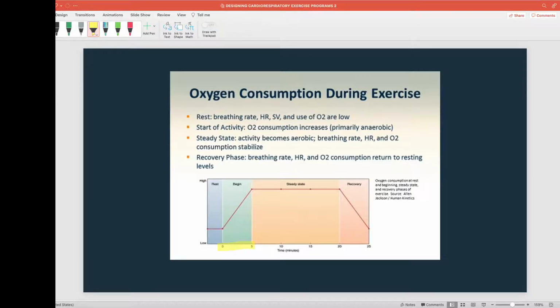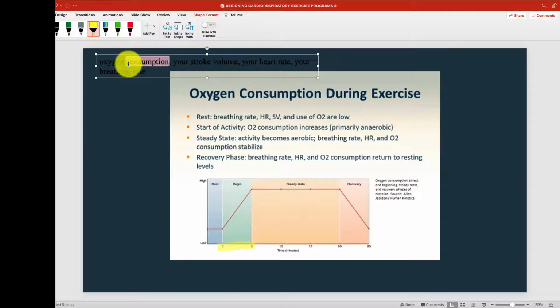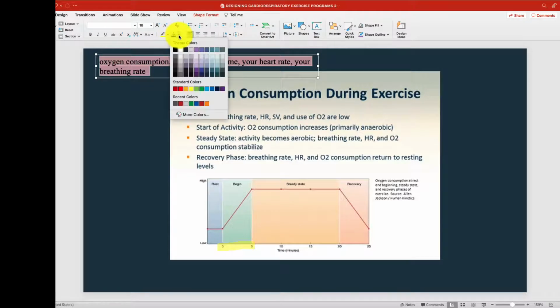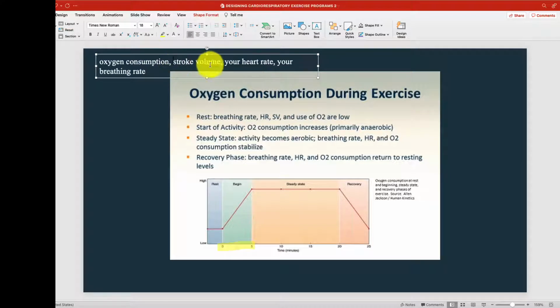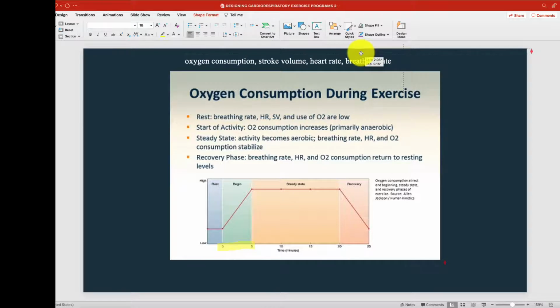Let me just put these things here really quick so that I have them up here for you guys, just so that you remember that these things are changing. Let's make it white so you guys can see it. Okay, oxygen consumption, stroke volume, heart rate, breathing rate, all of these things are going to increase with increases in stimulus, right? So if we went from rest to jogging, you can see that oxygen consumption is going to increase.